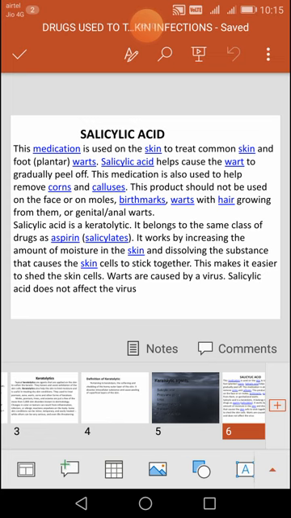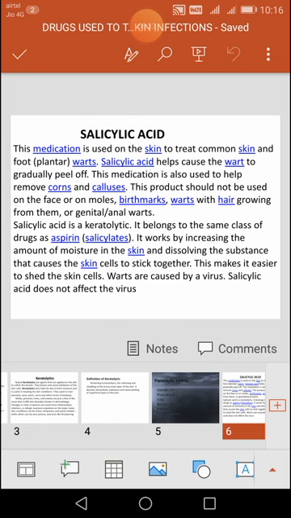Birthmarks are warts with hair growing from them, or genital and anal warts. Salicylic acid is a keratolytic, and this is one type of keratolytic, isn't it? So the list we have already seen. This salicylic acid belongs to the same class of drugs as aspirin. Aspirin is also a combination of salicylates.